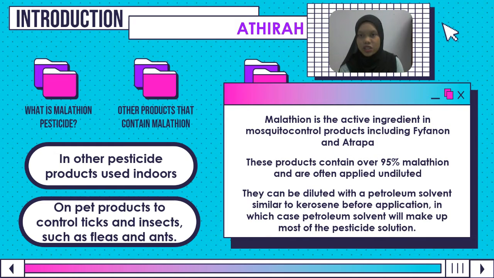Malathion is actually the active ingredient in mosquito control products including Fyfanon and Ultracide. These products contain over 95% Malathion and are often applied undiluted. They, however, can be diluted with a petroleum solvent, which is similar to kerosene, before application, in which case the petroleum solvent will make up most of the pesticide solution.